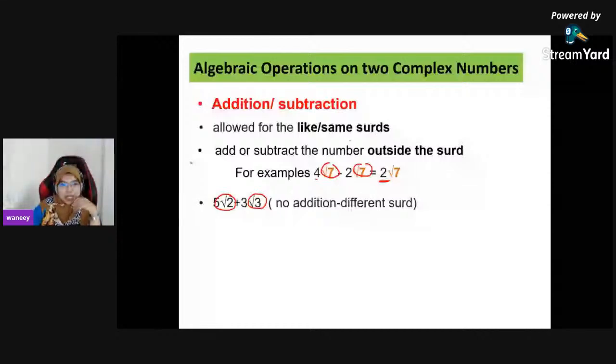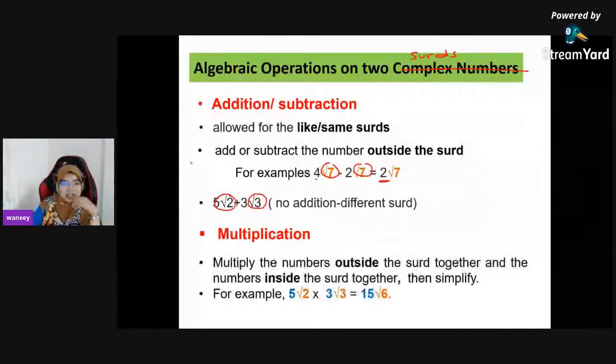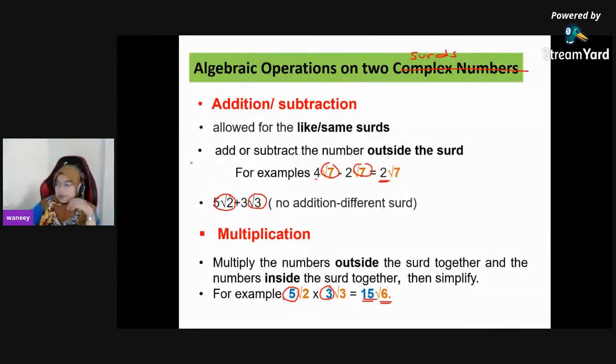Now we can actually multiply. Ni bukan two complex numbers, salah. Two surds. Next, multiplication. Multiply the numbers outside of the surds together and the numbers inside the surds together, then simplify. For example, if we have 5 root 2 times 3 root 3, you multiply the number 5 times 3 first, so it will become 15. And then root 2 times root 3, that is how you get square root of 6.